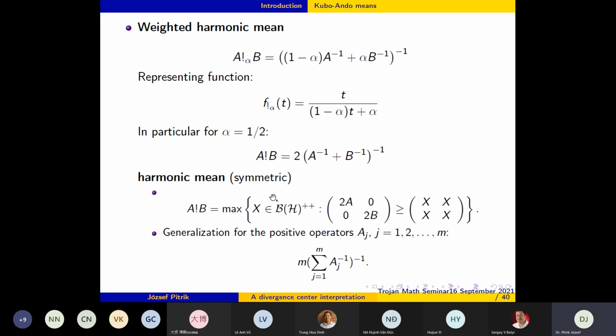Here, a variational characterization is also available. One can check that this formula characterizes the symmetric harmonic mean. And the generalization for more than two positive operators is quite obvious in this form.